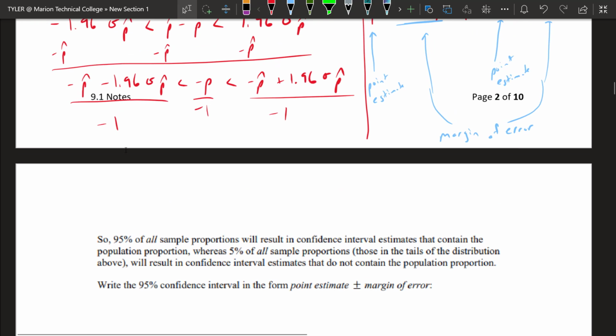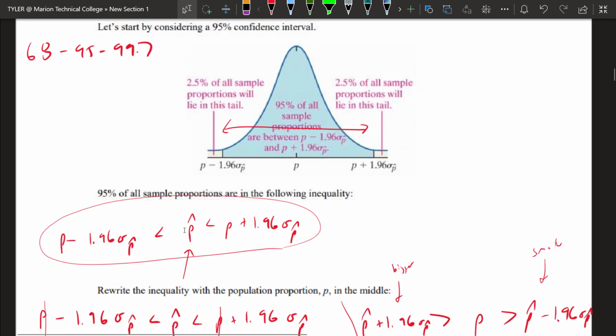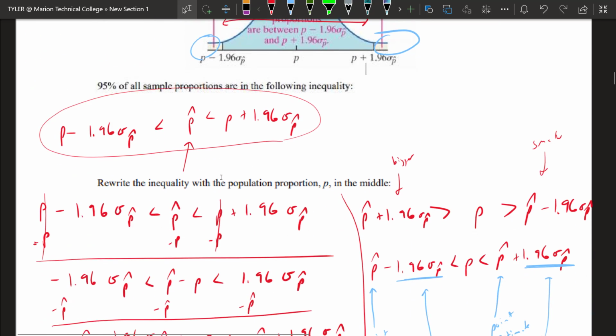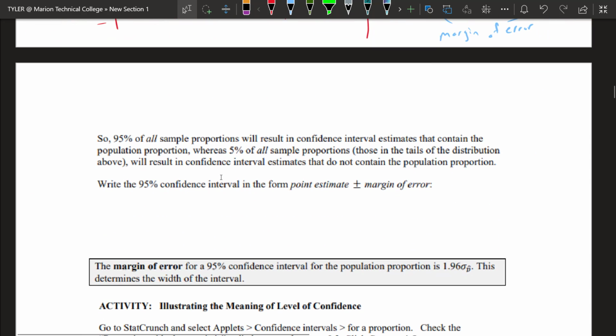So what this is saying is that 95% of all sample proportions will result in confidence interval estimates that contain the population proportion, whereas 5%, which is alpha, of all sample proportions, those in the tails above, will result in confidence interval estimates that do not contain the population proportion. So if we get a p hat in these tails, it's not going to contain the population proportion.